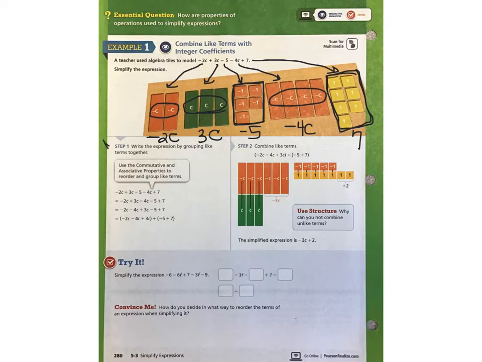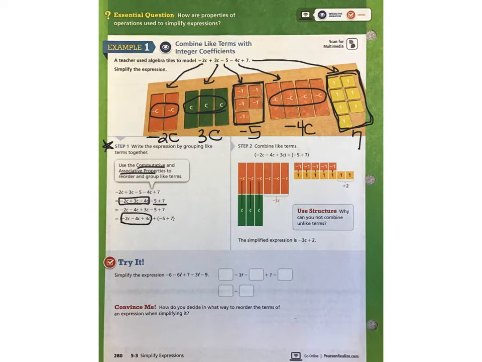Now let's take a look at the steps in order to simplify. We can rewrite the expression by grouping like terms together. That means using those commutative and associative properties to reorder the terms and put the like terms together. So here's how they did that. They took all the terms with the c in them, and they wrote those at the beginning of the expression. Then they wrote the terms that just have numbers. We call those constant terms. And they combined those terms together in order to create a more simplified expression.